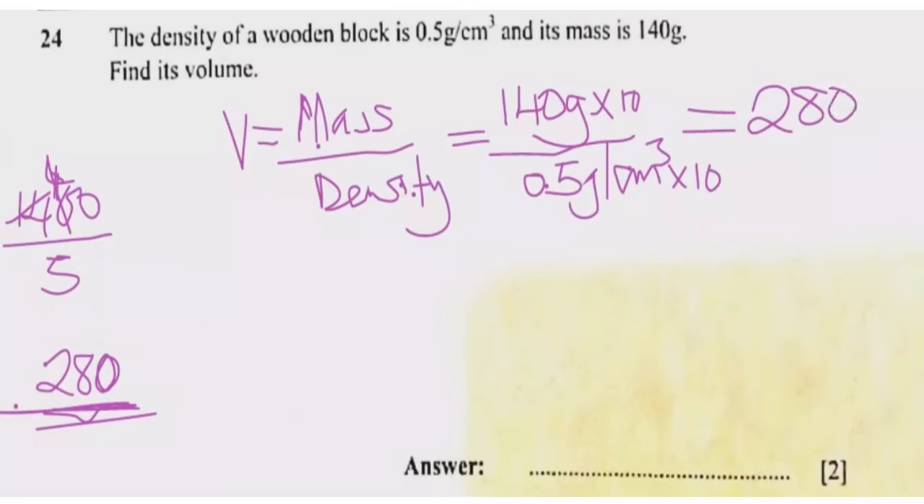Now, what will be the unit? If you don't know the unit of volume, you just cancel the unit that is on top against the unit that is down. You can see that gram down and gram on top cancel out, leaving us with centimeter cubed. Then we can record our answer to be 280 centimeter cubed. Basically, that's how you do it.